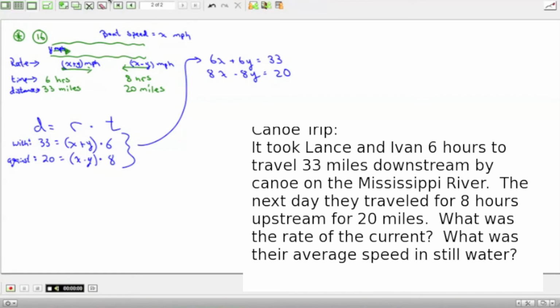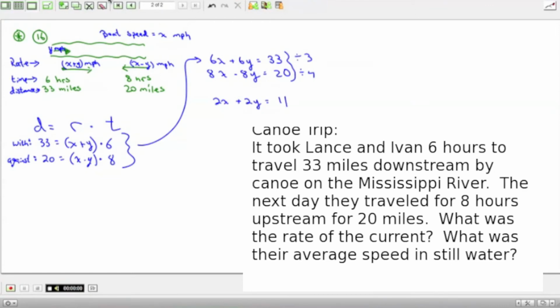Is there anything I could do to make these equations nicer? How would I simplify them? Divide the top one by 3 and the bottom one by 4. That would make the numbers nicer. So if I divide the top one by 3 and the bottom one by 4, we'll get down to 2x plus 2y is equal to 11.